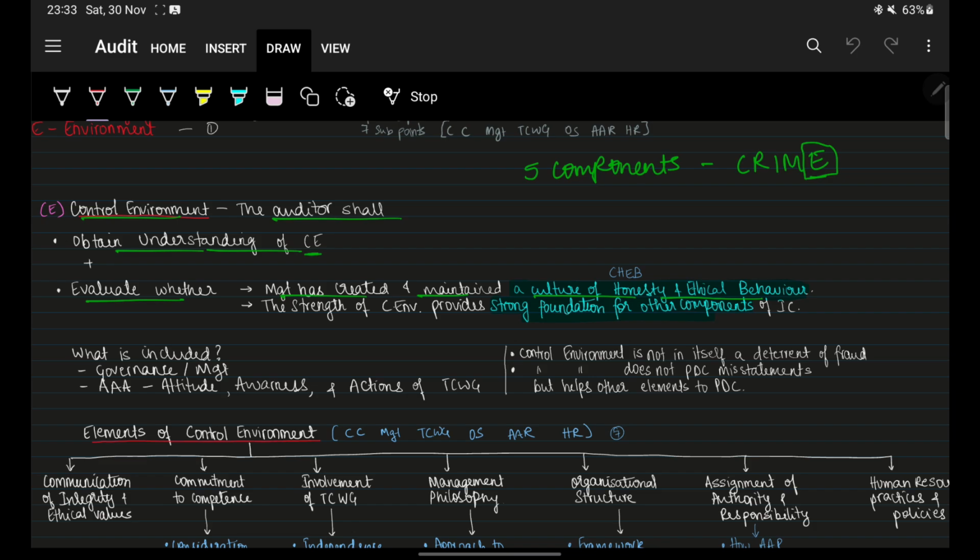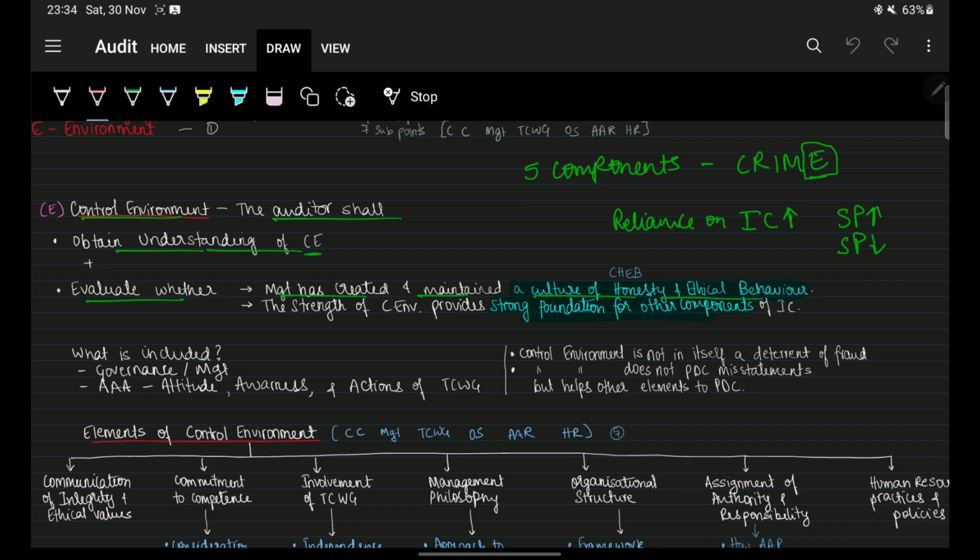Okay, we have to evaluate whether the management has created and maintained a culture of honesty and ethical behavior. If there is a culture of honesty and ethical behavior, obviously our reliance on internal control will go up. Can any of you tell me what will happen if the reliance on internal control goes up? Do we have to perform more substantive procedures or less substantive procedures?